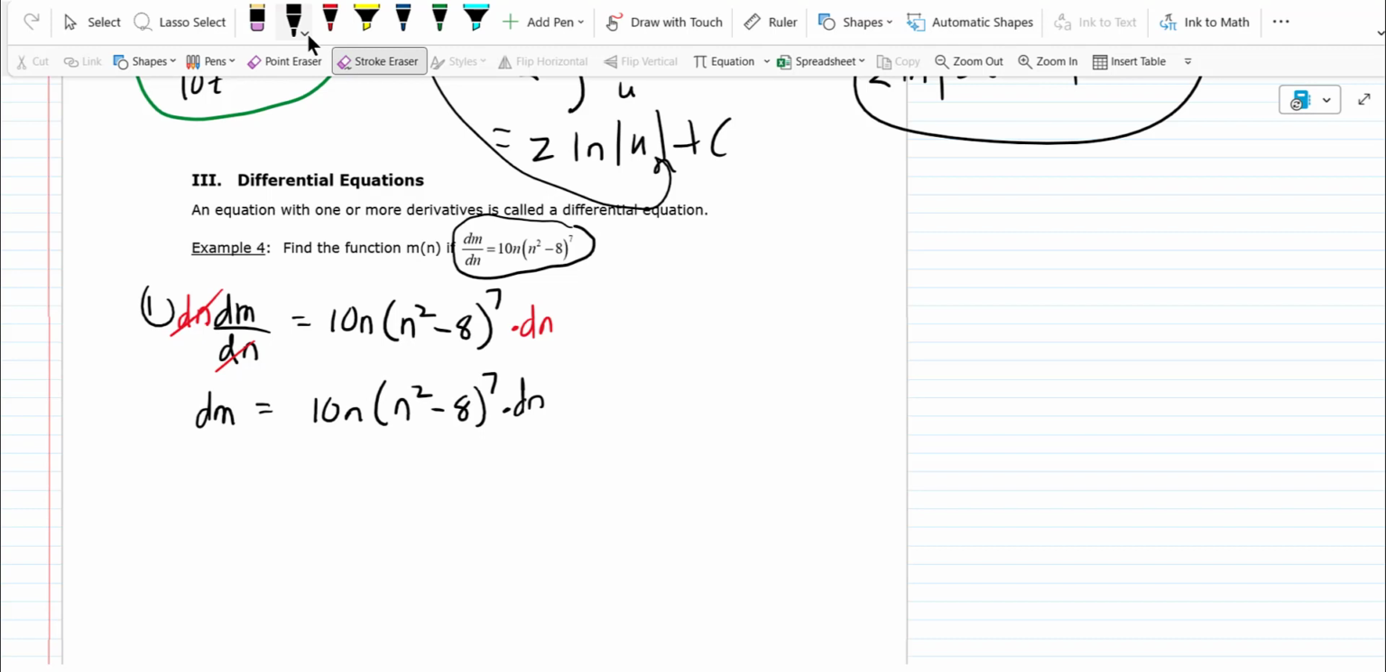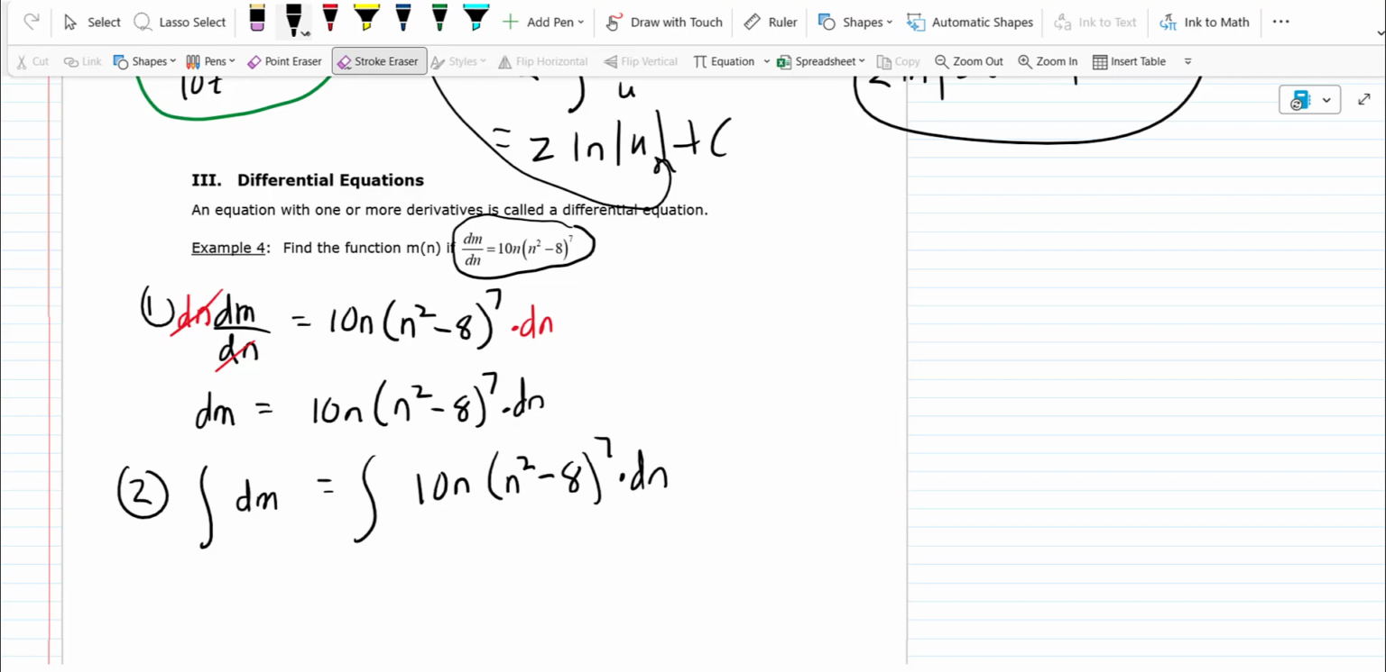Okay, so now what we're going to do on step 2 is the integral. We do the integral of both sides of the equation. So we do the integral of dm equals the integral of 10n (n to the second minus 8) to the 7th times dn. That's kind of separating the variables. That second integral needs to have nothing but n's in it. So that's a good place to start.